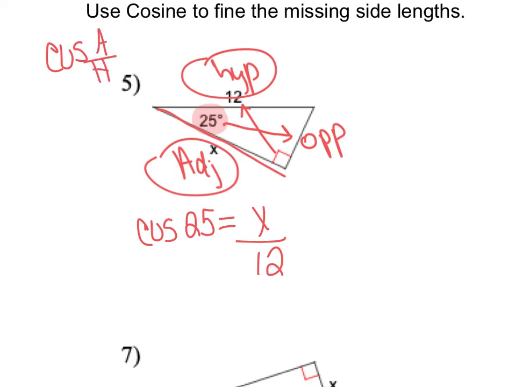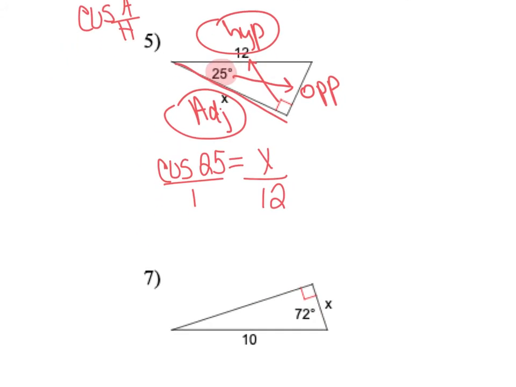So if we think cross multiplying or proportionality here, 1 times x is x, 12 times the cosine of 25. You can put that into your calculator. Make sure you're using the correct trig function when you put it into your calculator. Don't accidentally push sine instead of cosine. If you multiply 12 times the cosine of 25, you should get approximately 10.88.